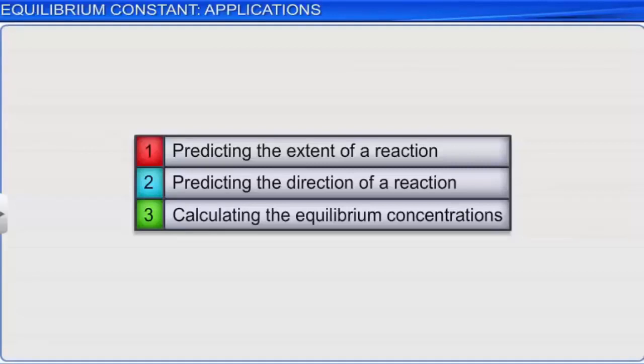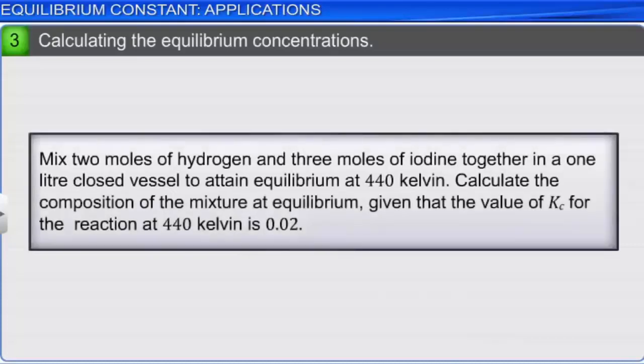Let us now look at how equilibrium constant helps in calculating equilibrium concentrations. For this, let's consider a problem. Mix 2 moles of hydrogen and 3 moles of iodine together in a 1 liter closed vessel. It attains equilibrium at 440 Kelvin. Calculate the composition of the mixture at equilibrium, given that the value of Kc for the reaction at 440 Kelvin is 0.02.